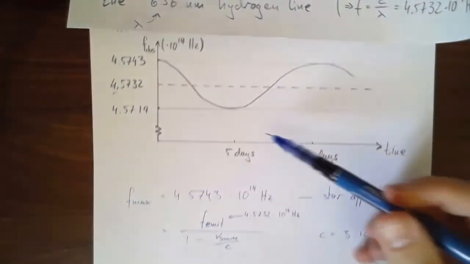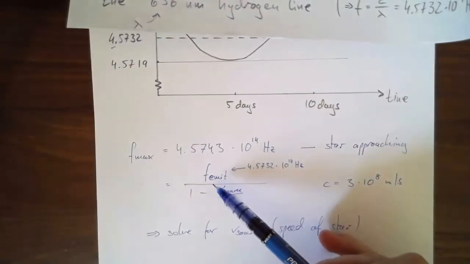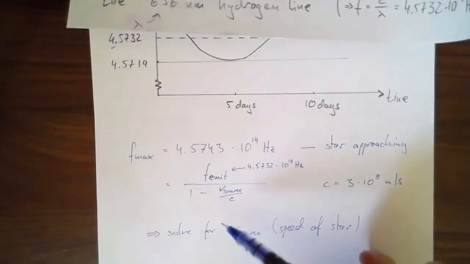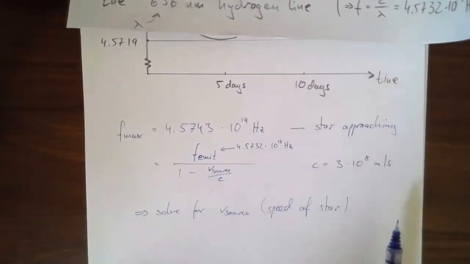Of course, I could do the similar calculation for the minimum here. Then I put a plus here, plug in the minimum frequency. I should get the same answer. Of course, there's measurement error in everything. Every experiment has measurement error.